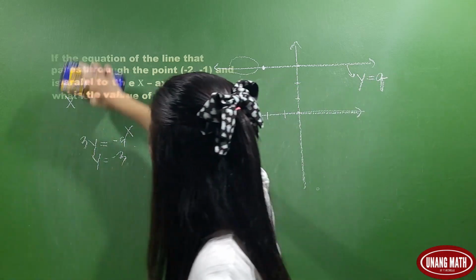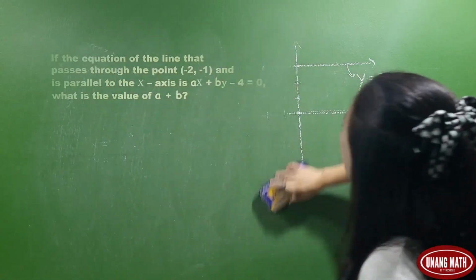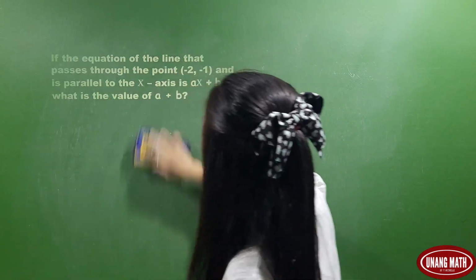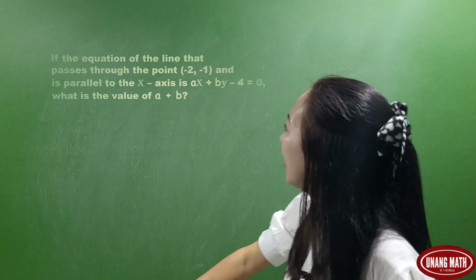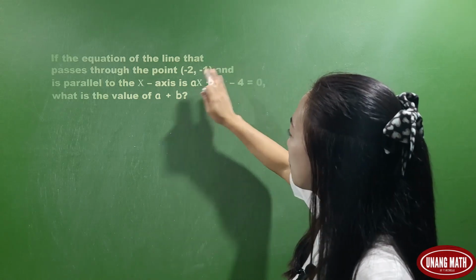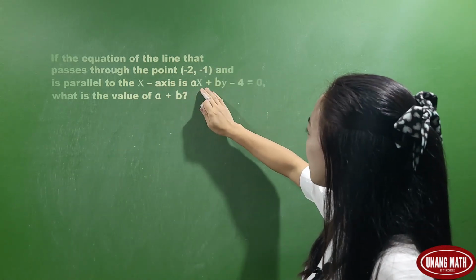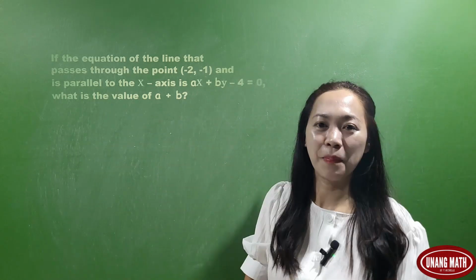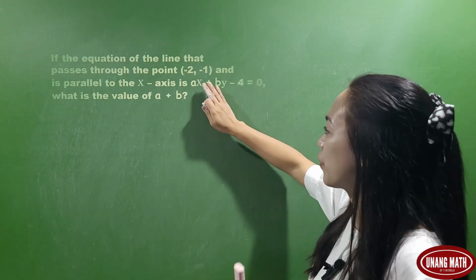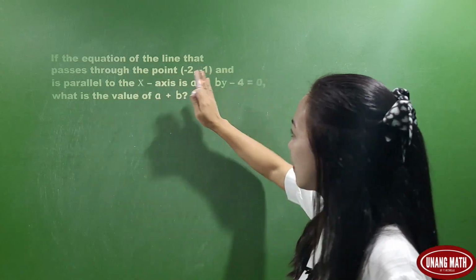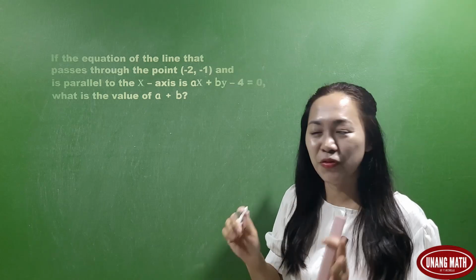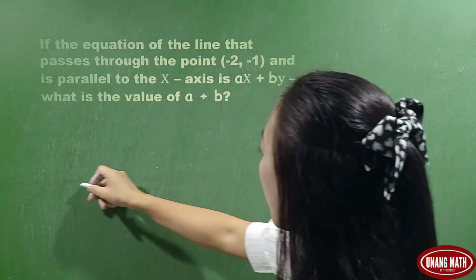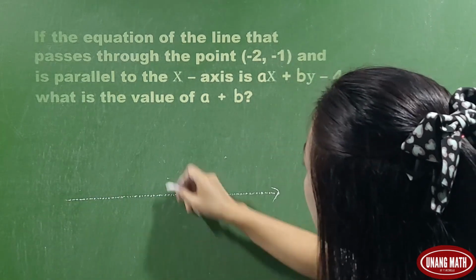Okay, and for the last problem, we have here, if the equation of the line that passes through the point (-2, -1) and is parallel to the x-axis is ax plus by minus 4 is equal to 0, what is the value of a plus b? Okay, again, in order for us to solve and understand this problem easier, let us first draw. So let's locate this point (-2, -1). So this is our x-axis.